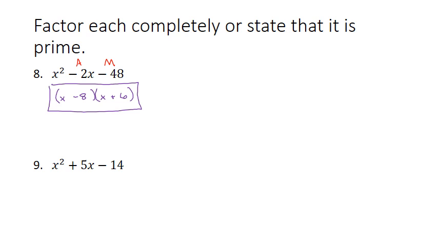Number 9 says you have x squared plus 5x minus 14. So same idea. We're going to do our little factored form. That x squared means I have to put x and x, and then try to think of two numbers that multiply to get negative 14 and add to get positive 5. So that will end up being, let's see, you should do positive 7 minus 2. 7 times negative 2 is negative 14, and 7 minus 2 is going to be positive 5. That is your fully factored answer.